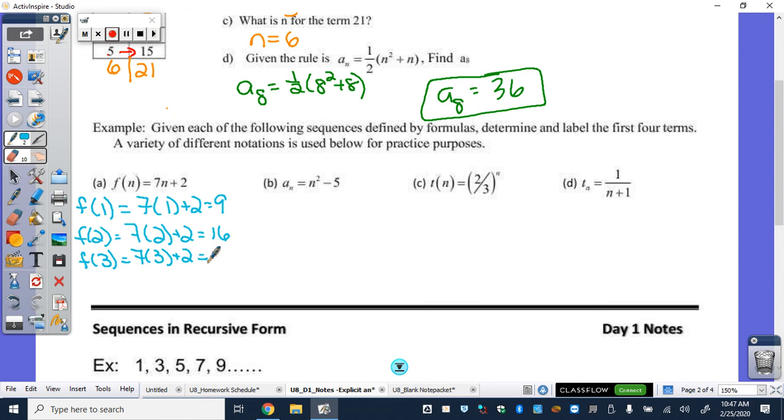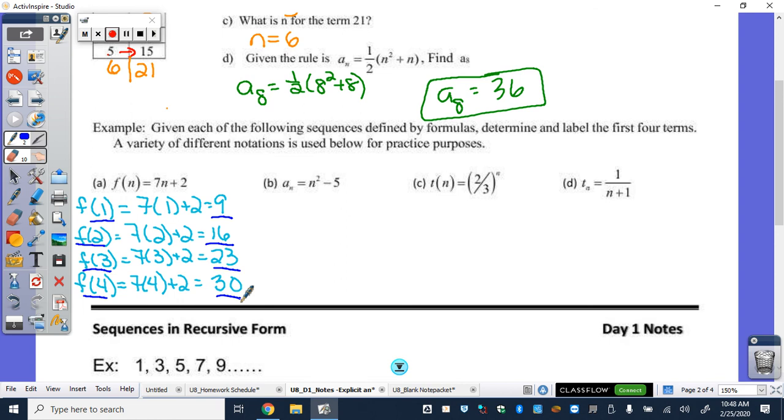Third term, we're going to plug in a 3, so 7 times 3 plus 2, 23. And then our fourth term would be 30. Now, it said to determine and label the first 4 terms. So since I have this f of 1, and then this f of 2, f of 3, f of 4, that's me labeling my first 4 terms. So that fulfills that part of the problem.